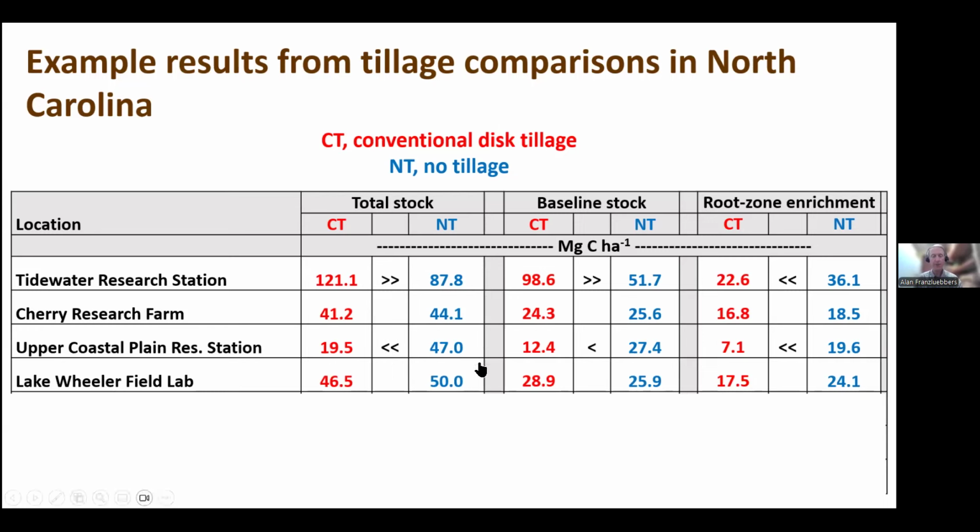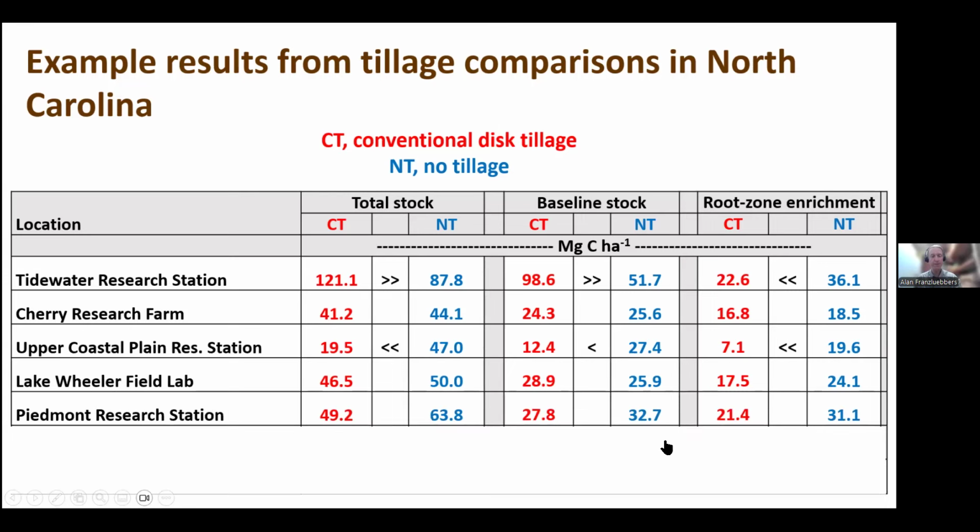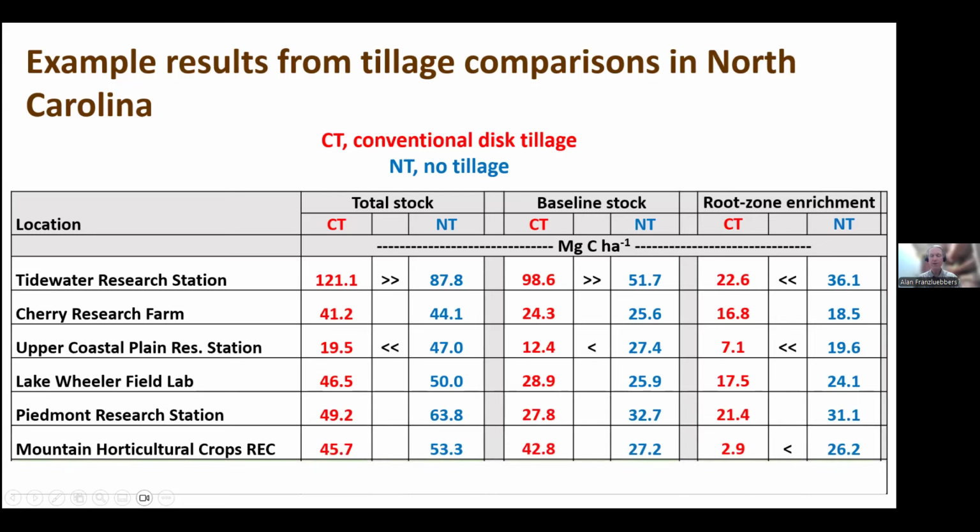Go to another site, we have no difference in the total stock, no difference in the baseline, and no difference in the root zone enrichment. Sometimes we get too much variability and we can't overcome that variability. In the Piedmont Research Station, no difference in the total stock, the baseline stock, or the root zone enrichment. But you're seeing a trend in a couple of these cases for no tillage to be greater than conventional tillage. And going up to the mountains, we see no difference in total stock, but in the root zone enrichment there actually is a difference. And again, that's due to the baseline stock.